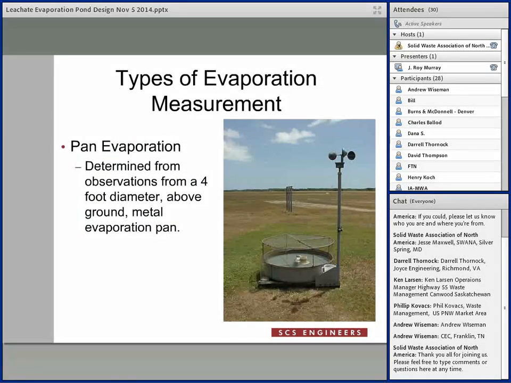There's different types of evaporation. The National Weather Service tracks evaporation across the United States, and the way they measure it is they determine the pan evaporation. It's using a device like you see here. It's a 4-foot diameter container, and it sits above the ground. You monitor the wind, the temperature, the rainfall, and then ultimately every day how much evaporation has been taken from that pan.